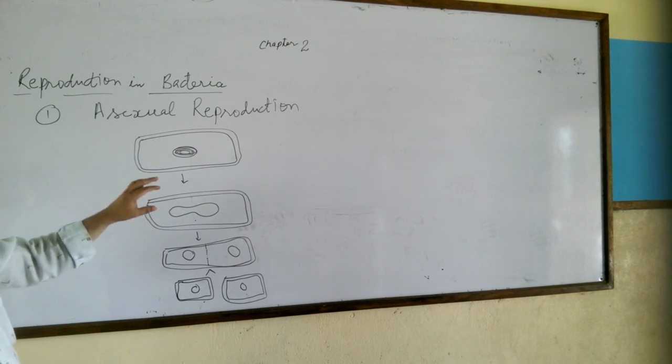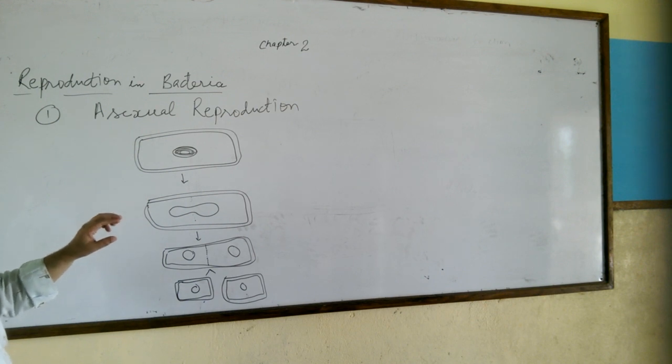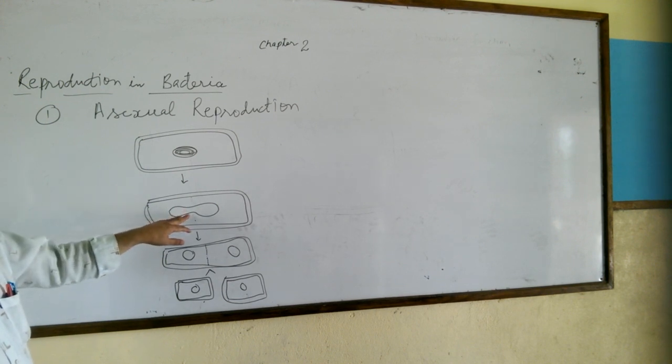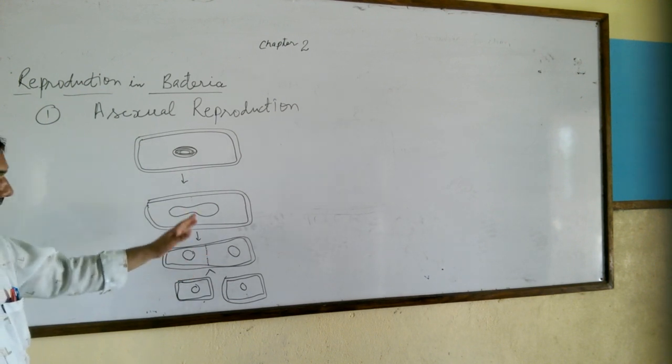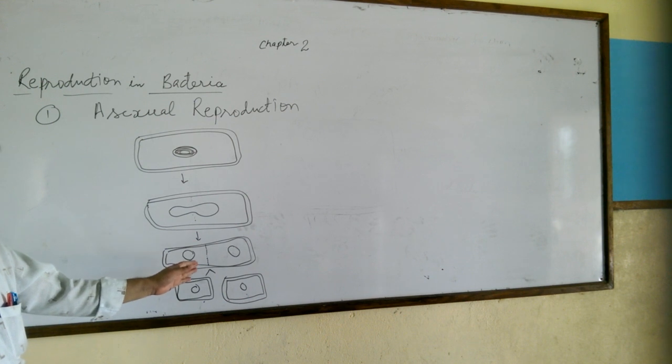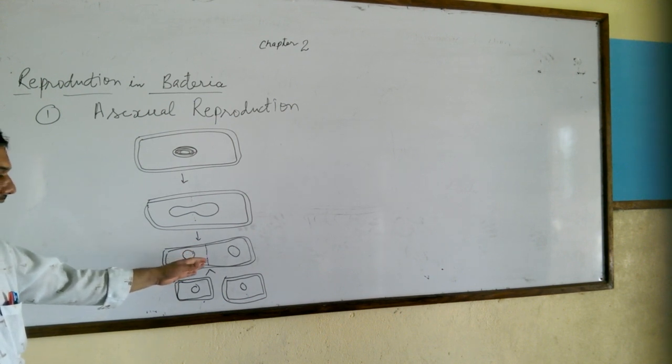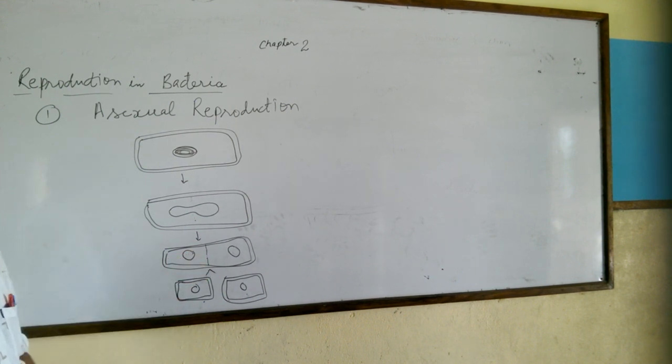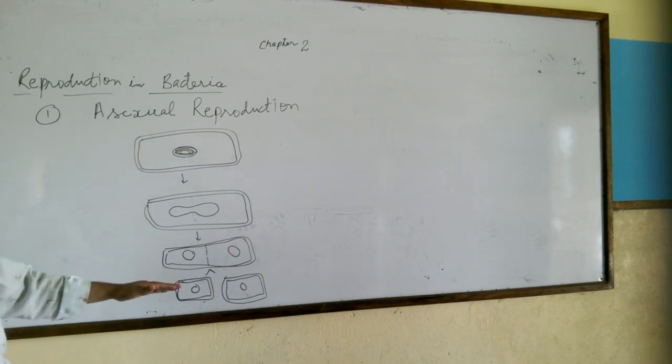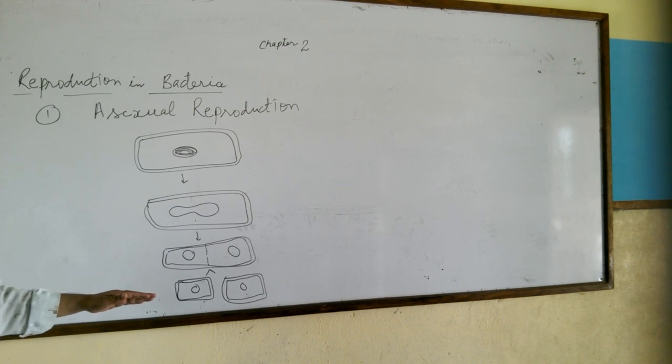Since in this process there is no formation of any kind of thread-like structure or chromosomes, this division is called amitosis. Now, after separation of the genetic material, a layer is formed between them, and then they separate as two daughter bacterial cells. So in this way, a bacterial cell divides into two. That's why this process is called binary fission.